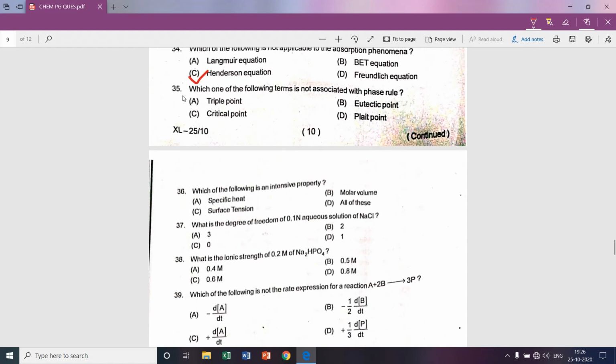Then come to the last question of this session, that is 35. Which one of the following terms is not associated with the phase rule? Triple point, eutectic point and critical point all are associated with the phase rule, but the plait point is not associated with the phase rule.